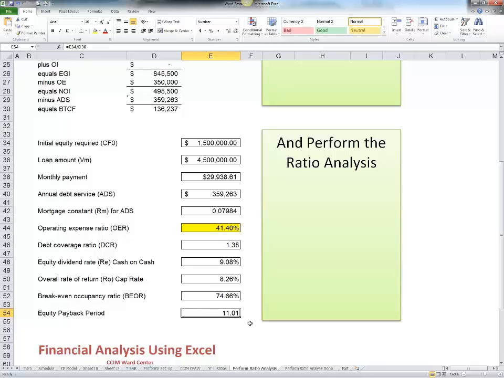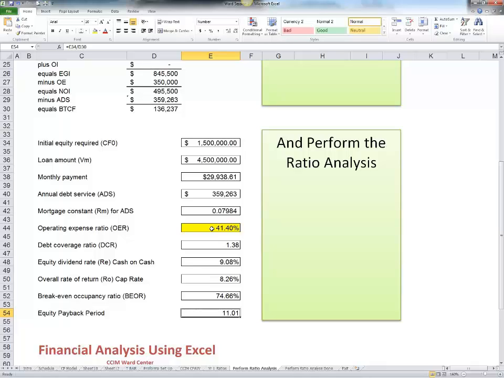A lot of people look at that, and I support that, looking at some things in a non-discounted fashion as well as looking at things in a discounted fashion. So the investment looks kind of okay, except for this expense ratio.